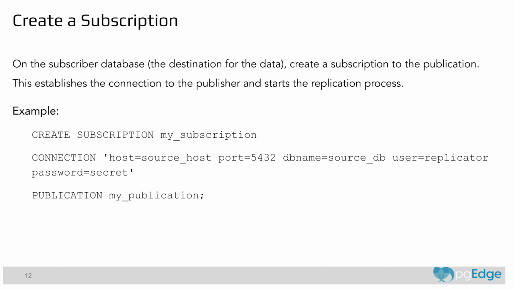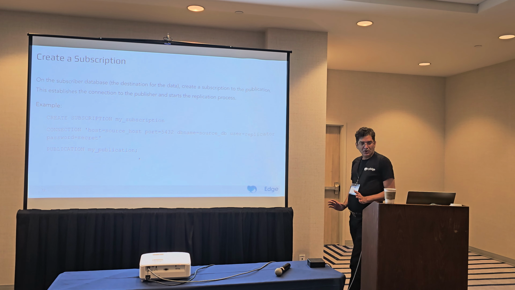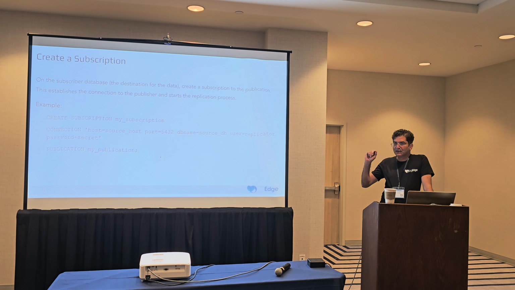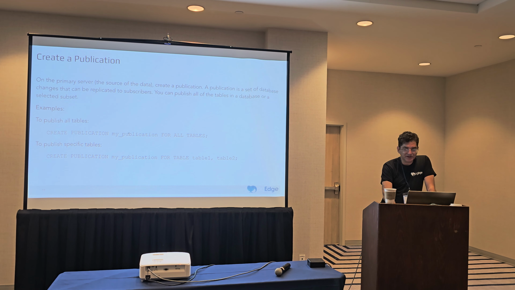It's like that. So create subscription my_subscription connection, the host of the primary one, not primary, the publisher one, the port, dbname, user, password, publication my_publication. That's it. So now this subscription will subscribe to that publication. Which publication? Maybe this one, maybe that one.